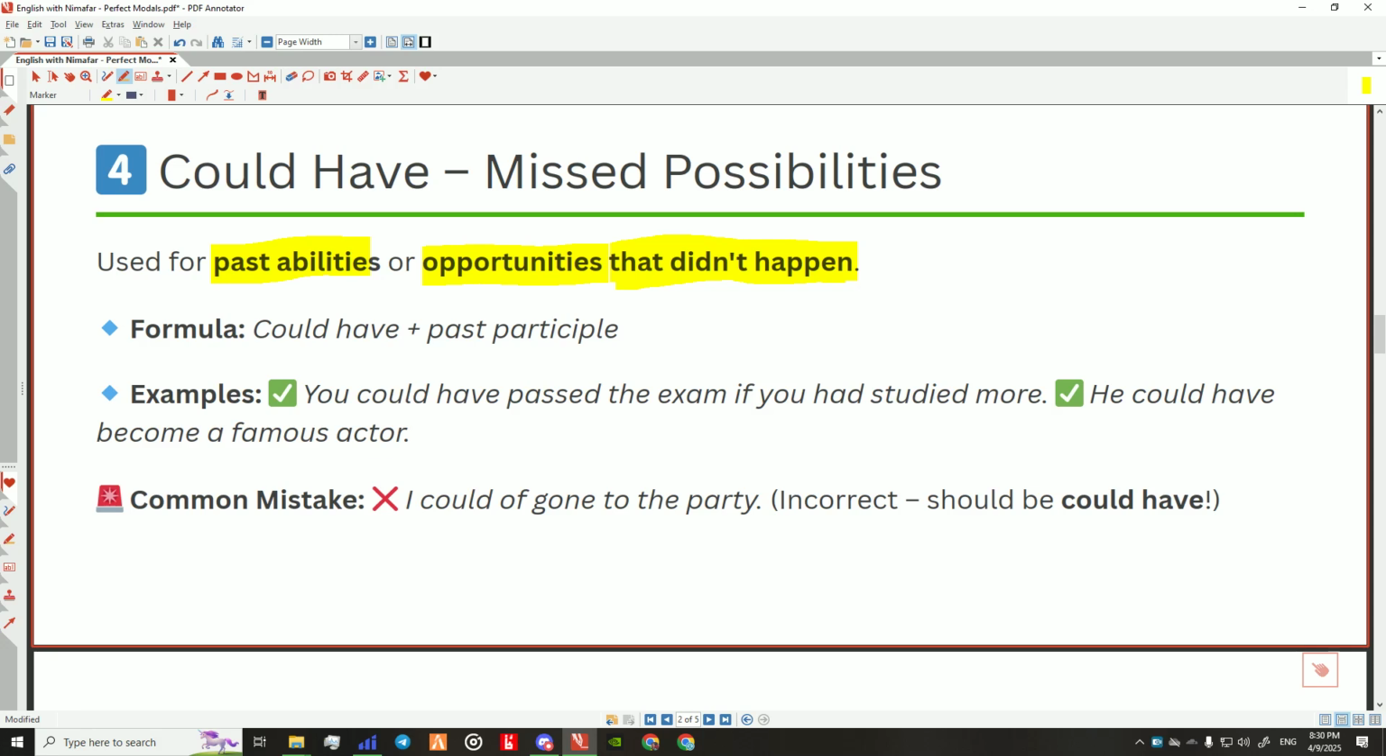Or he could have become a famous doctor or famous actor, a famous teacher, a famous developer, whatever. "He could have become" means he had the chance but he missed it.